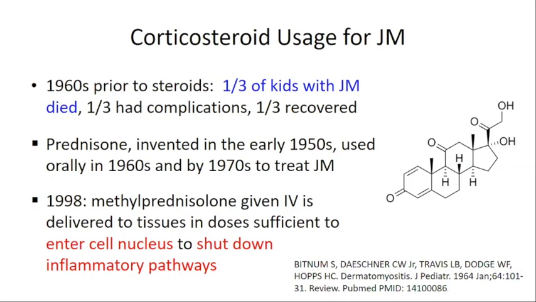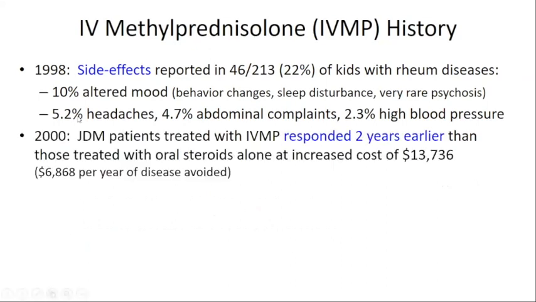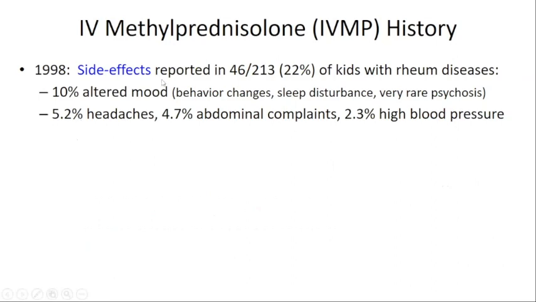And when we give the steroid medications by IV, it enters the center of the cells and really shuts down inflammatory pathways in a different way. So we'll talk a little bit more about the IV steroid history. There was a study in 1998 where they looked at side effects of kids who received IV steroids for various rheumatic diseases. And about 22% of the kids reported, and their parents reported, side effects like altered mood, headaches, stomach aches, high blood pressure. We're going to talk about all of that in more detail.